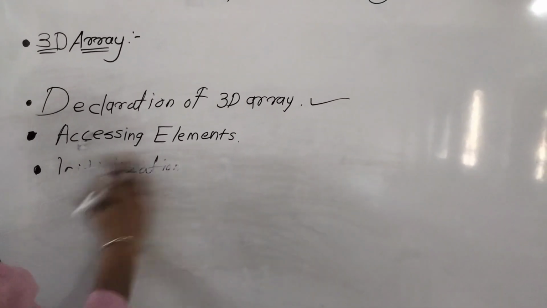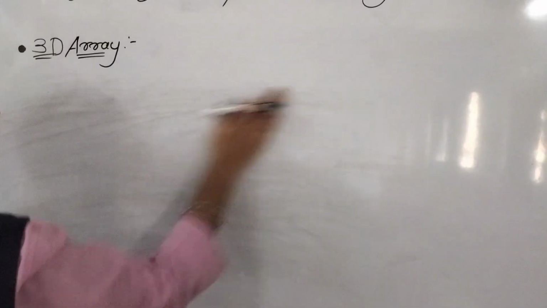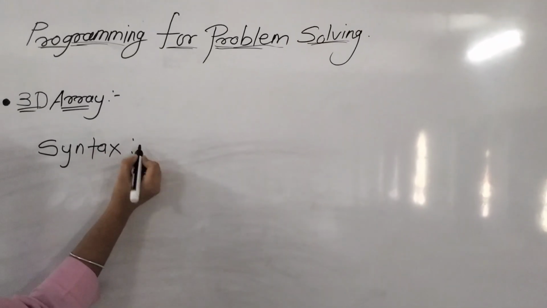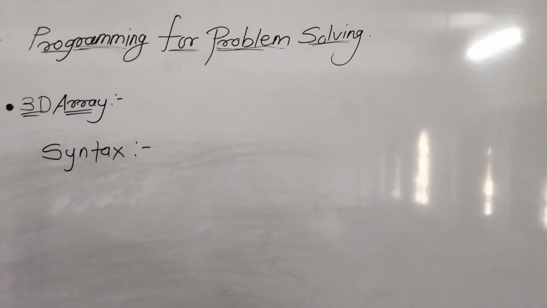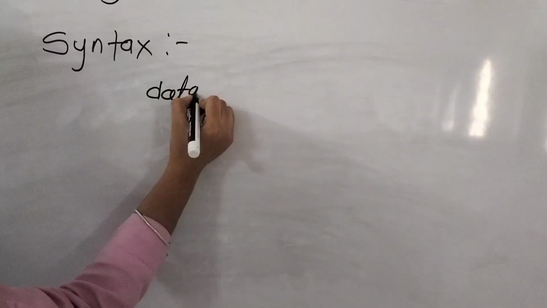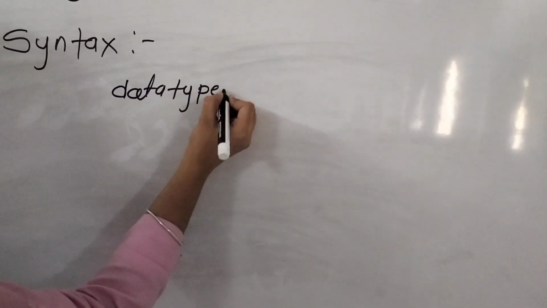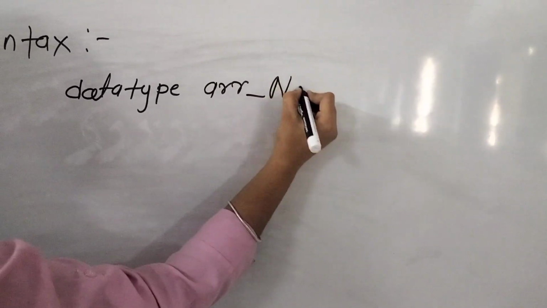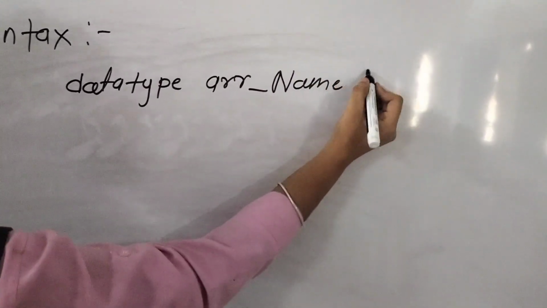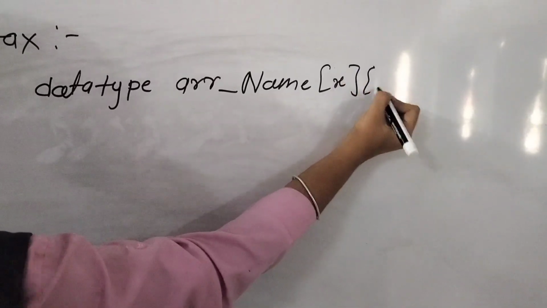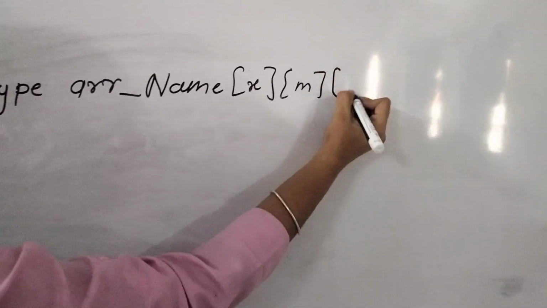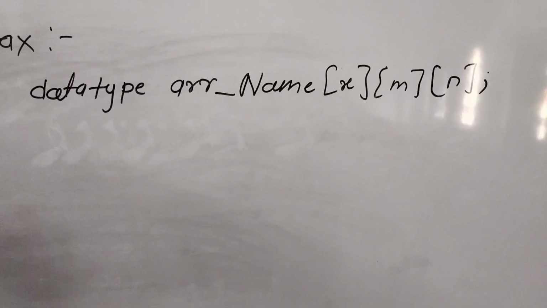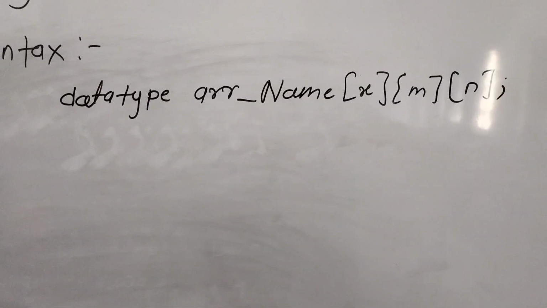So now we see the syntax of a 3D array. What is the syntax for a 3D array? The syntax is: data type, array name, like for example x[l][m][n]. So now we see one simple example, a simple program for a 3D array.